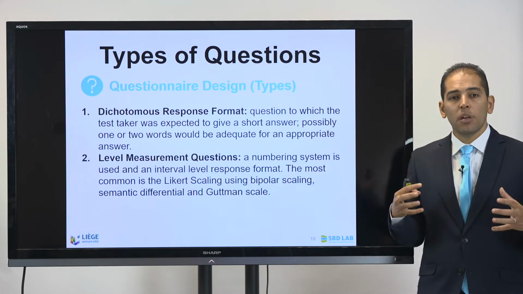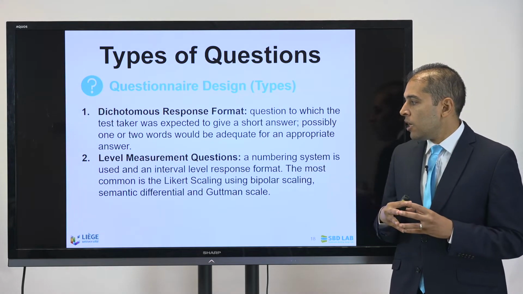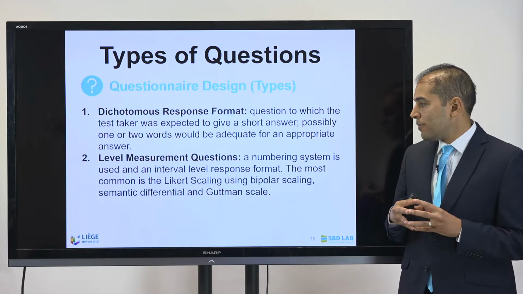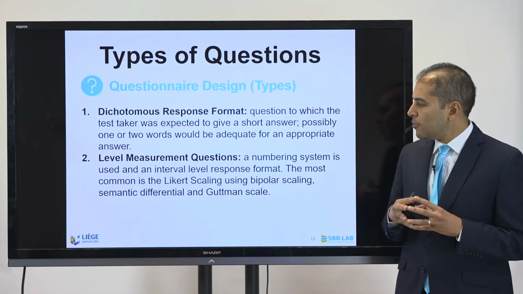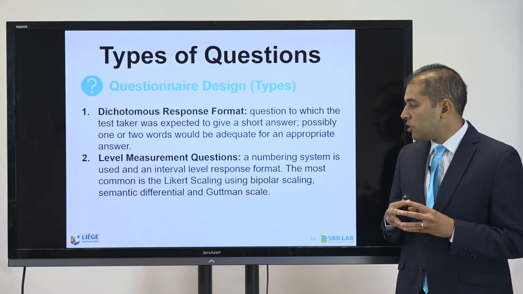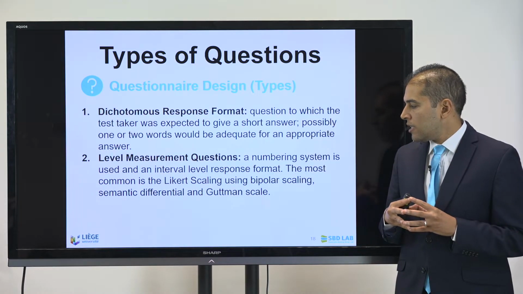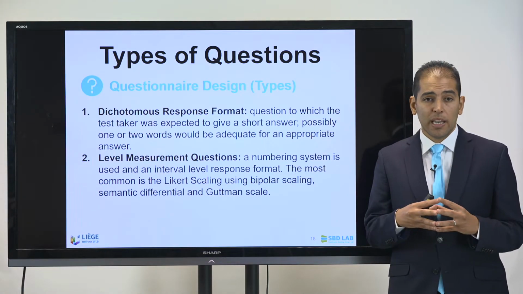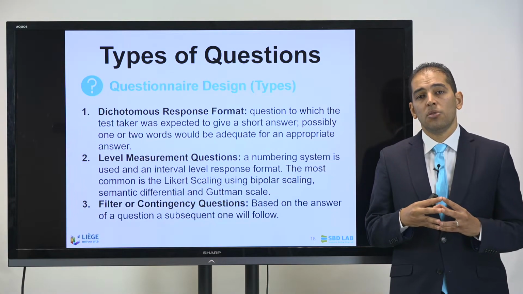We can have level measurement questions, where we have a numbering system used and an interval level response format. The most common is the Likert scaling, and this is the most common type of question that is used, because we will have a bipolar approach of scaling, and we will have semantic differential scales, and we will use the Guttman scale. So the level measurement questions are the most common in survey questionnaires.